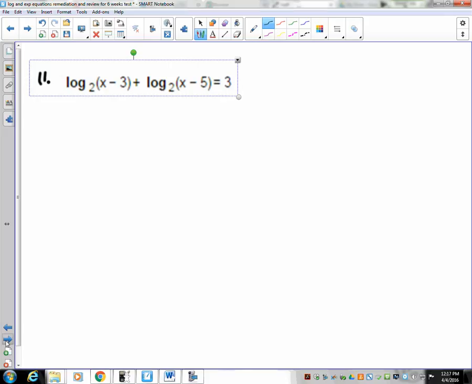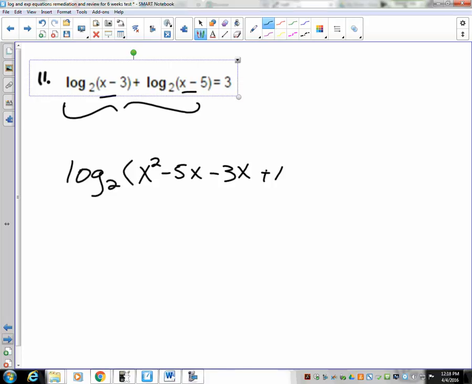Now, what about this plus sign? There are 2 logarithms there. You have to use your properties to combine those 2 logarithms into one, and then you just turn it into a problem like number 10 was. So this would be log base 2. You've got to multiply, so you've got to FOIL it out. This times this: x squared minus 5x minus 3x plus 15 equals 3.